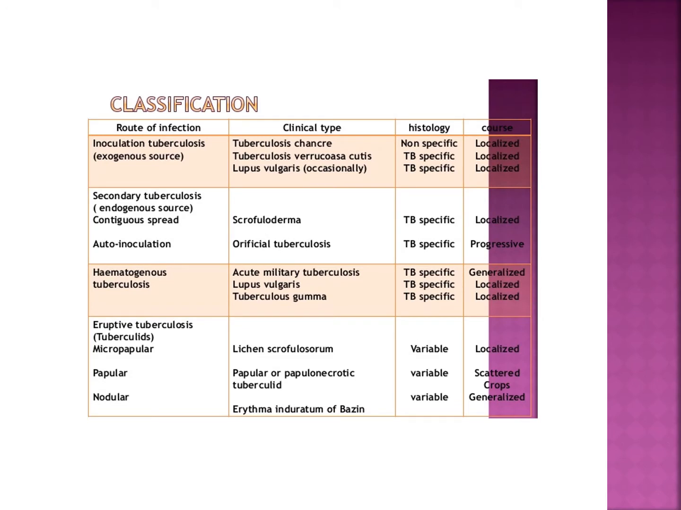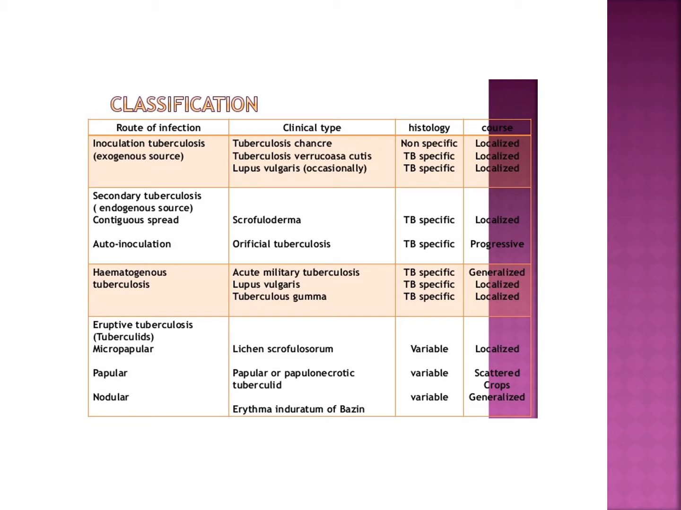So students, this is a very important slide which gives you an overall idea, so look at this slide carefully, because it classifies cutaneous tuberculosis in a table form. If we go by the route of infection, number one is inoculation tuberculosis, which is an exogenous source. By any trauma or external injury, the causative organism is introduced into the skin and then causes its manifestation in different morphological types.